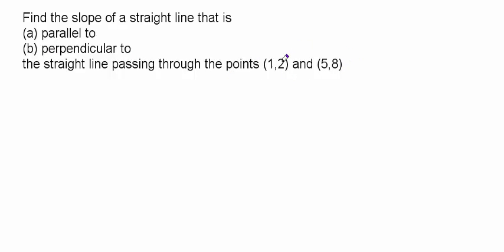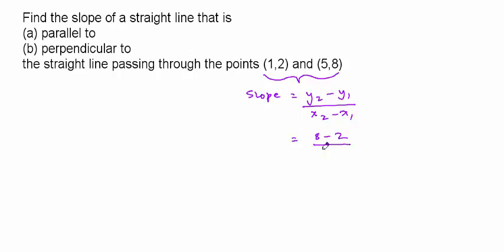And to be able to do that, we first need to find the slope of the straight line containing these 2 points. So the slope of that straight line is going to be y2 minus y1 over x2 minus x1, which is equal to 8 minus 2 over 5 minus 1, which is equal to 6 on the top, 5 minus 1 is 4 on the bottom. If you simplify that, you get 3 over 2, 3/2 or 1.5. So this is the slope of this straight line.